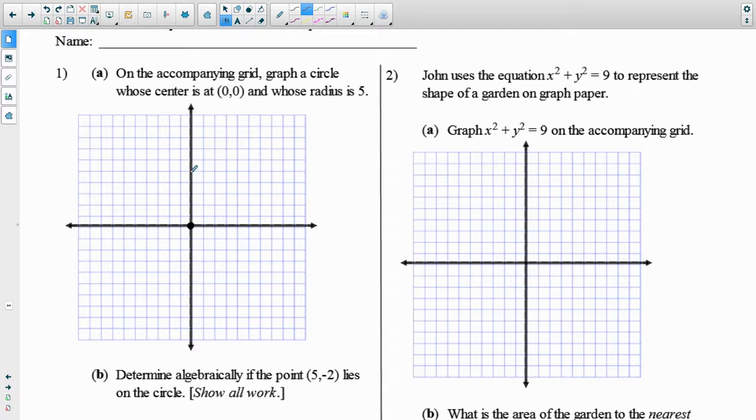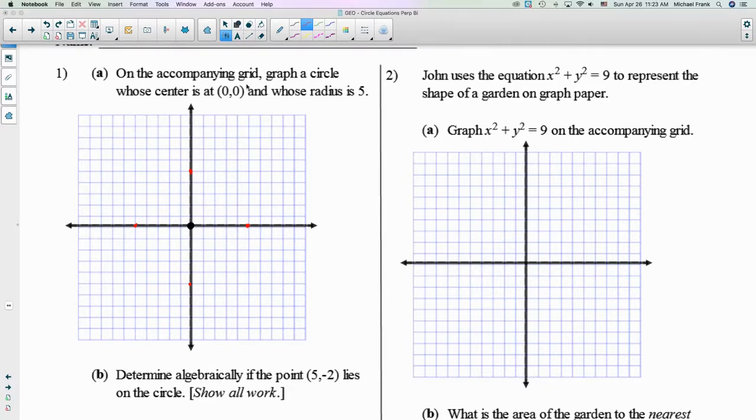I'm going to go to the right 1, 2, 3, 4, 5. I'm going to go down 1, 2, 3, 4, 5. To the left 1, 2, 3, 4, 5. And then I can just put my compass on the point and draw a circle. I'm just going to use my circle because everything's going a little slow right here.